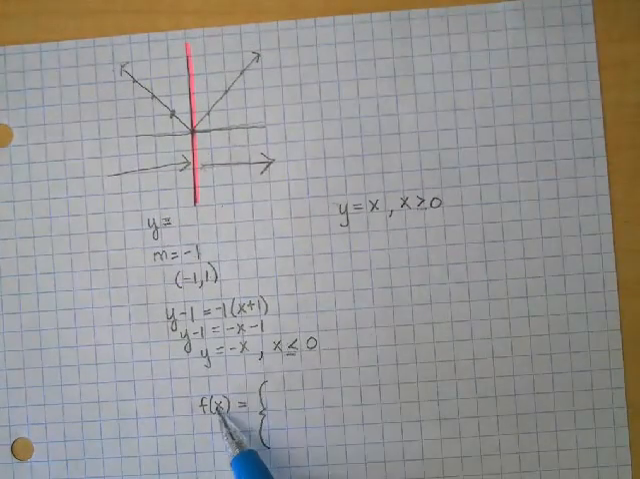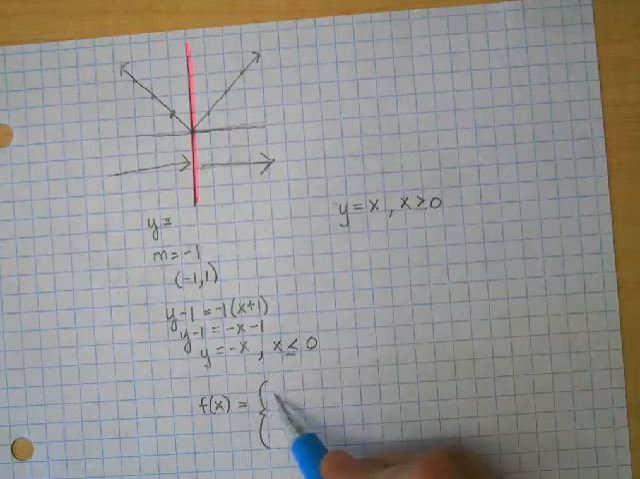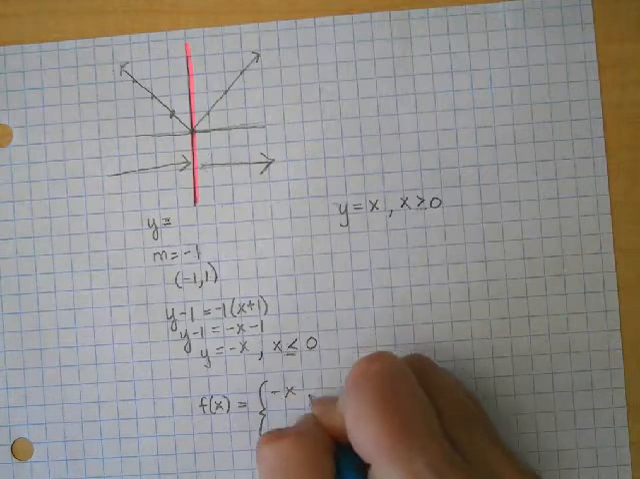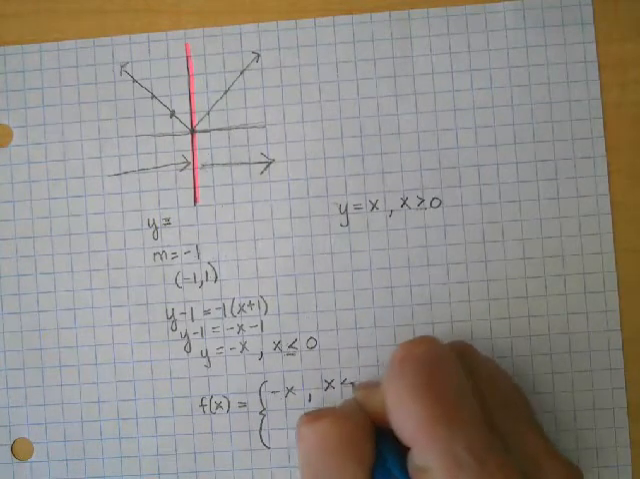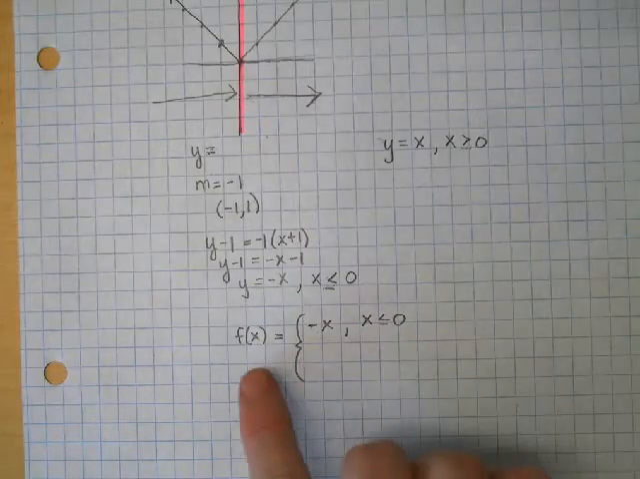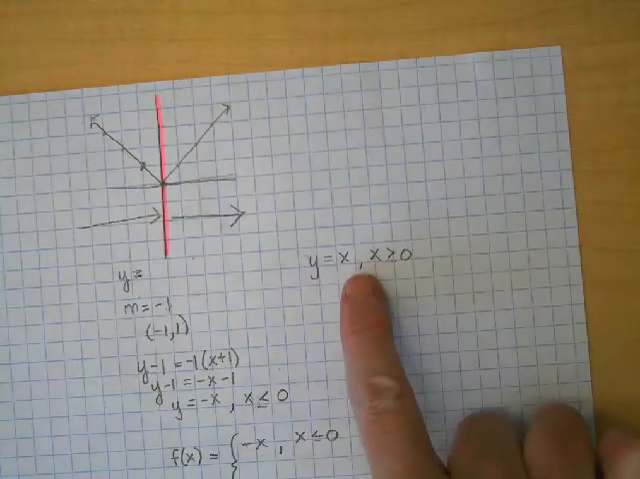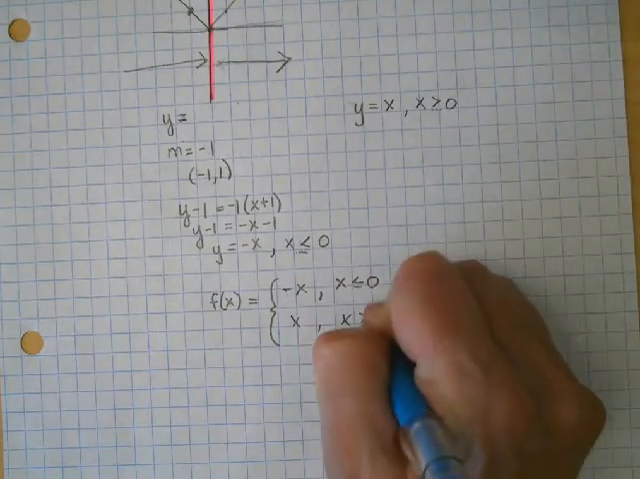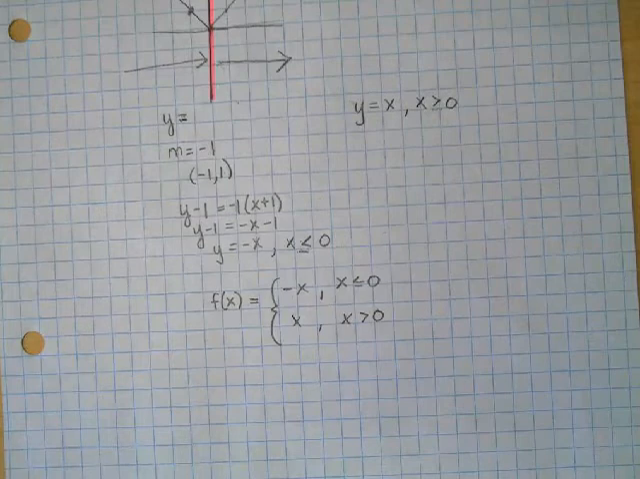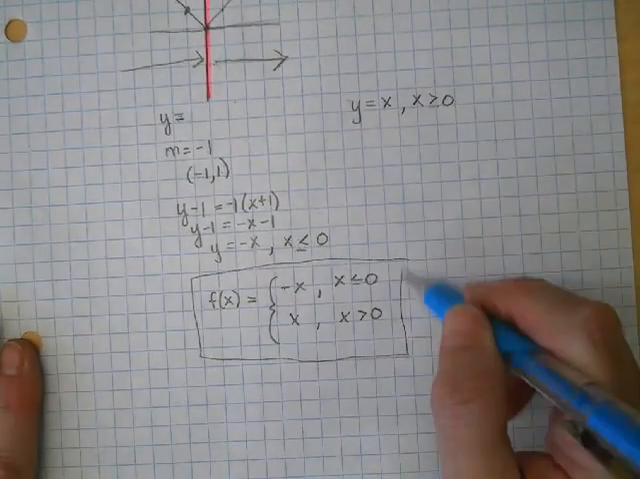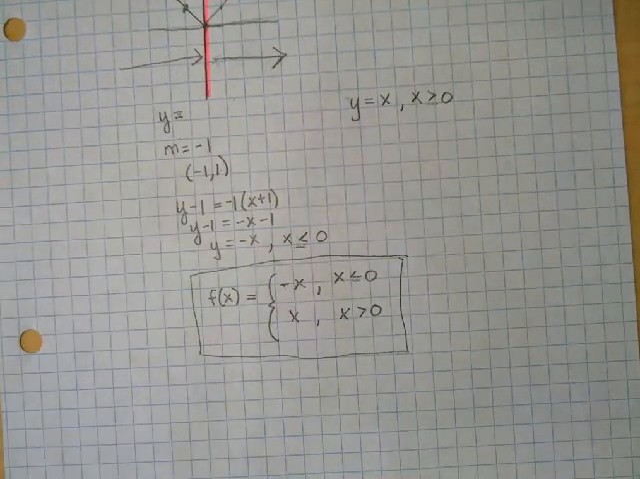Okay, so this is like y right here. I don't put y equals in here. So it's like y equals negative x as long as x is less than or equal to 0. And then the other one is y equals positive x as long as x is greater than 0. Okay? So that's going to be important that we know how absolute value is written as a piecewise function. Okay, let's do one more.